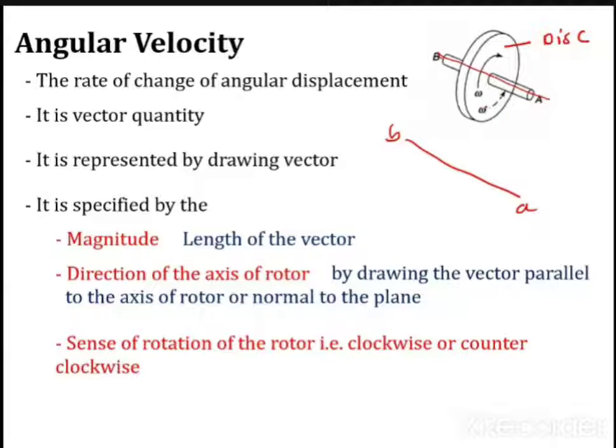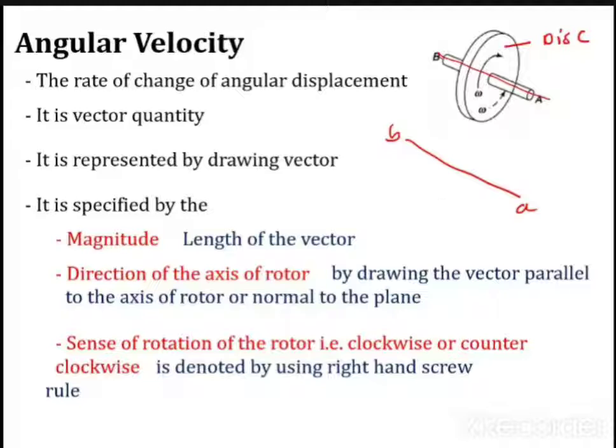So parallel to this I have drawn this AB, right? Now these two things I have already done. Now third is what? The sense of rotation of the rotor, that is clockwise or counterclockwise, is denoted by using a right hand screw rule. Now everybody knows what is right hand screw rule.